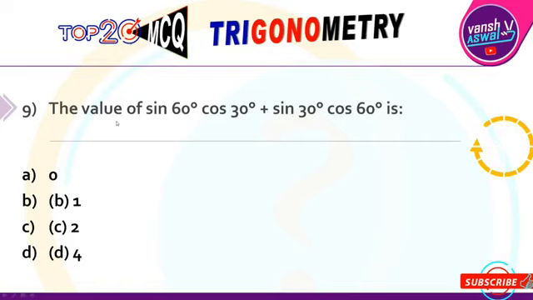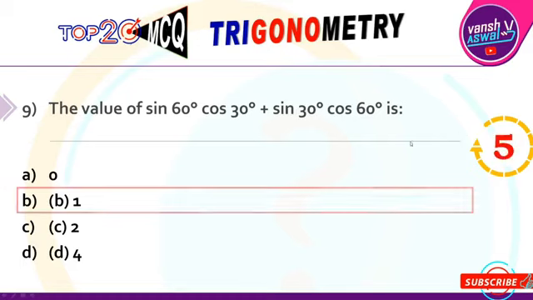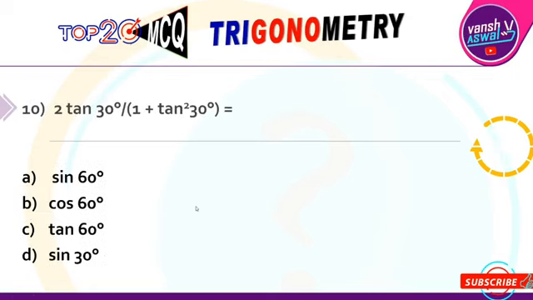Ninth question, the value of sin 60 degree into cos 30 degree plus sin 30 degree into cos 60 degree is. Tenth question, 2 tan 30 degree divided by 1 plus tan square 30 degree is equal to.